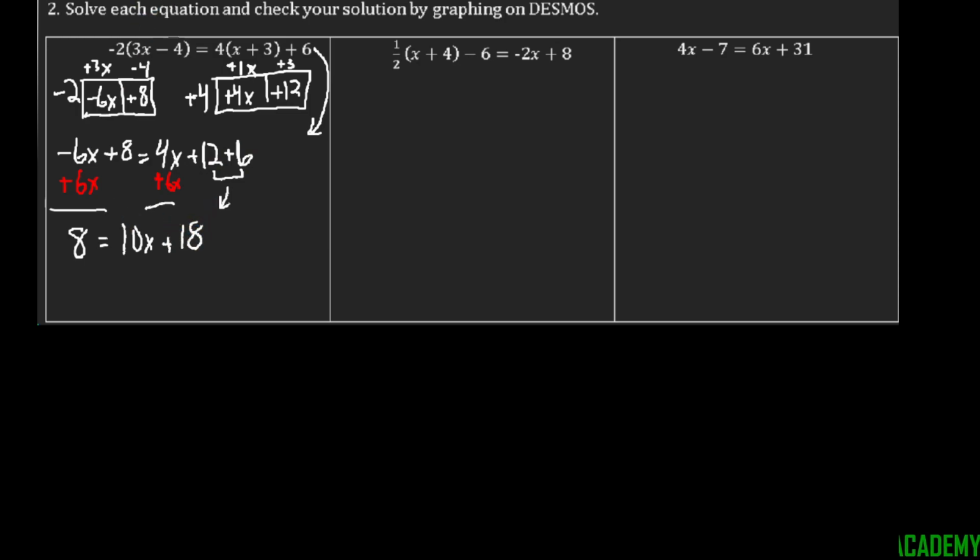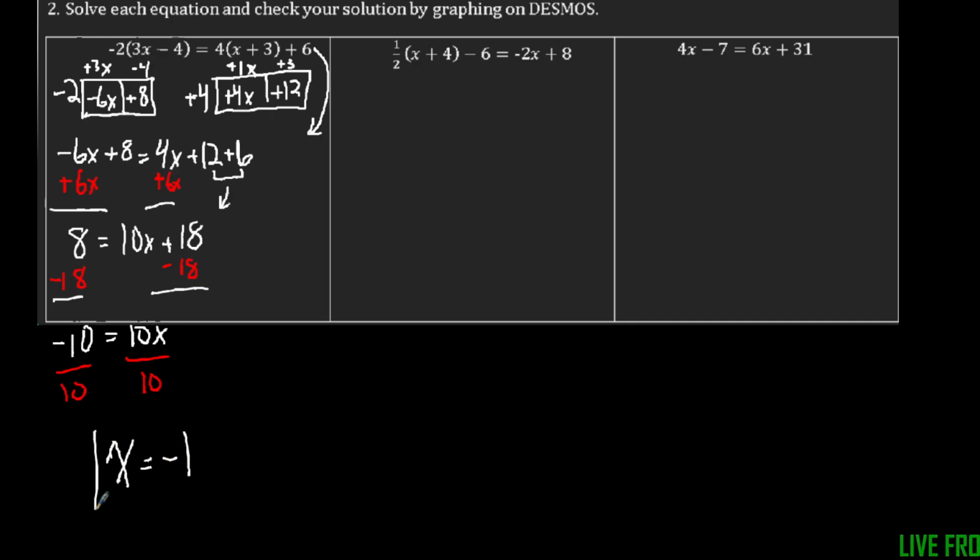Make sure you can subtract 18, because I need to get those constants to the other side of the variables. So now I subtract both sides by 18, and I have negative 10 equals 10x. And then my last step is to divide both sides by 10. Always divide by that coefficient. And so I can say x equals negative 1.